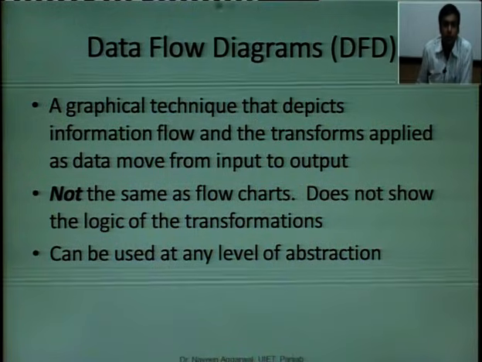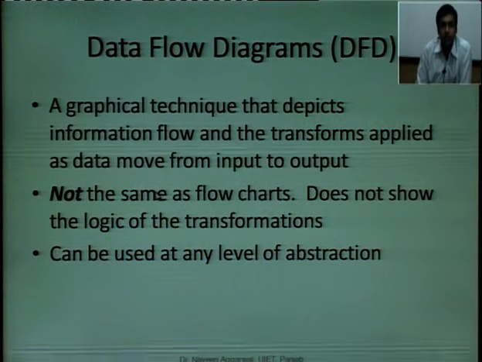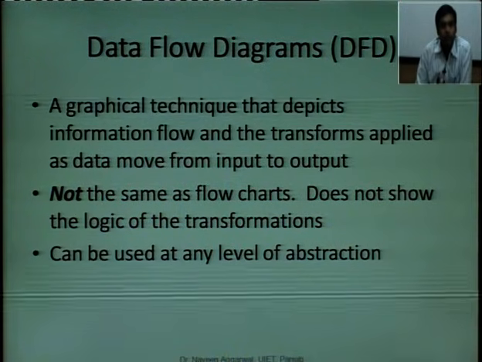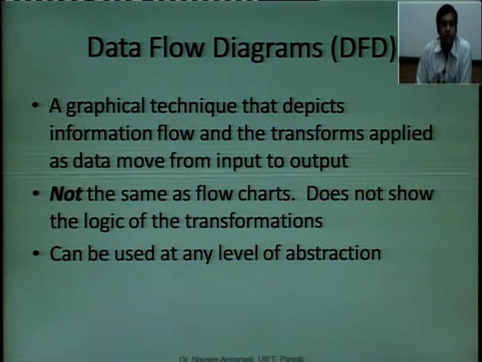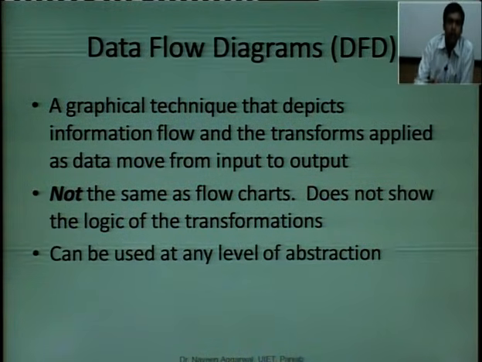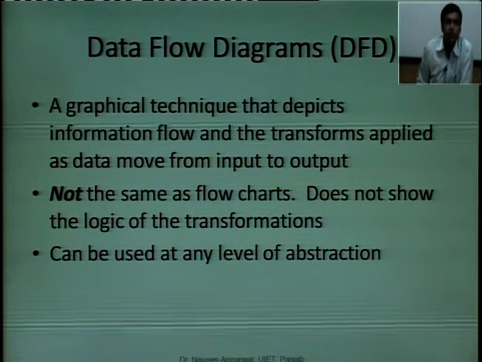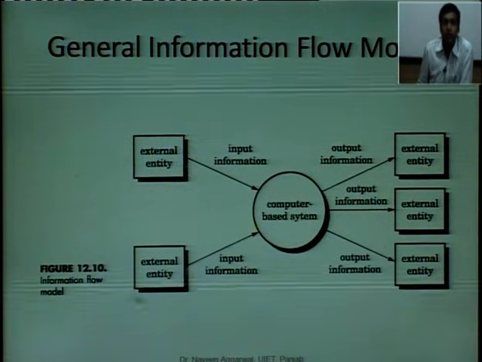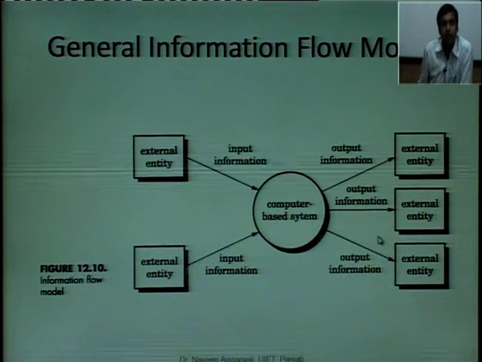So it is a pictorial representation. It is not like a flow chart. We are not giving any control information, and we are not providing any logical information. We are only providing information at different abstraction levels and the flow of information. Basically, it always starts with the level 0 diagram, which is called the context diagram.